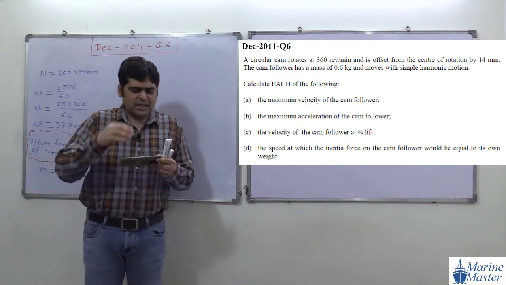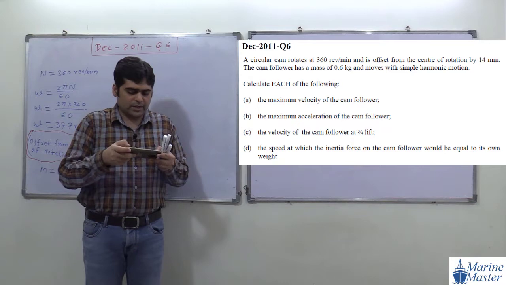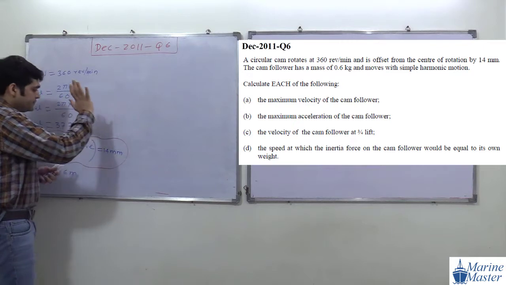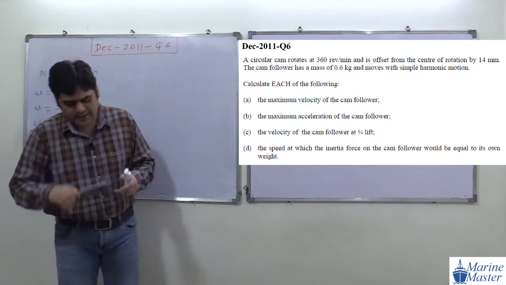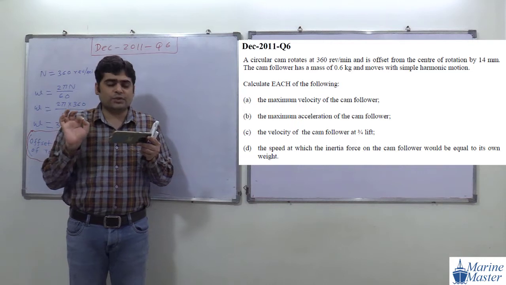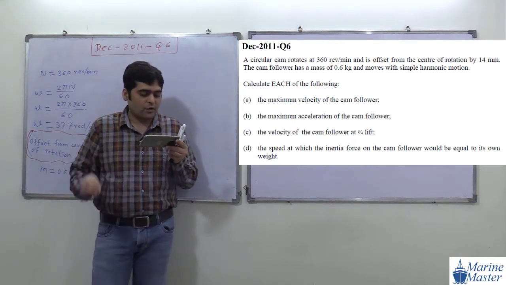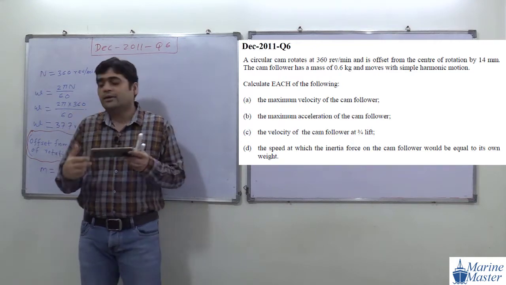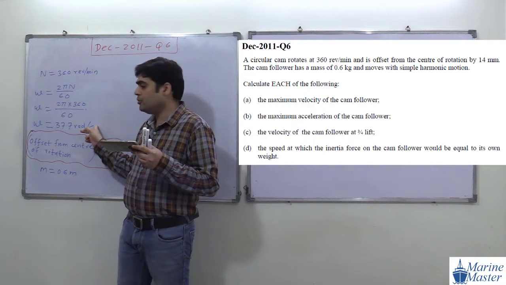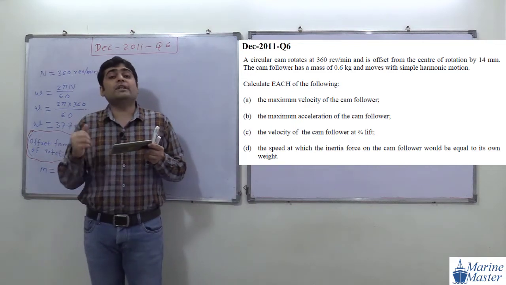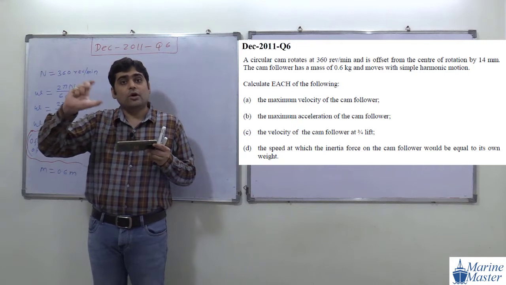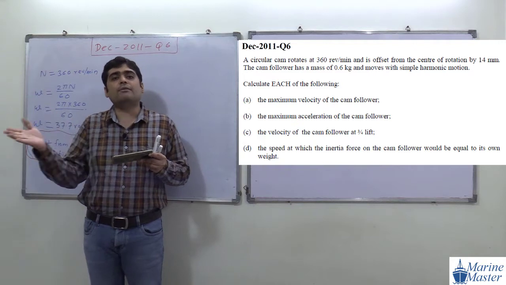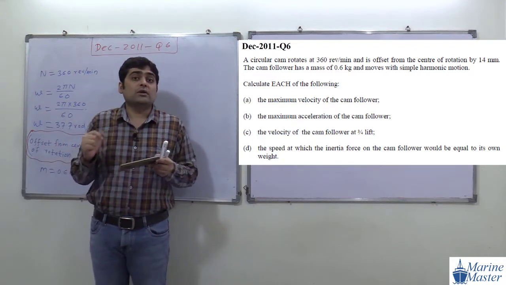And then we are going to see the A, B, C, D parts. First of all, what do they ask in part A? Maximum velocity. What is meant by maximum velocity? Omega into R. So we need omega and R. We just calculated omega a few minutes ago. And for R, we need the stroke or lift of the follower. Stroke, lift, travel, all these are the same words. So we need the stroke to find R.